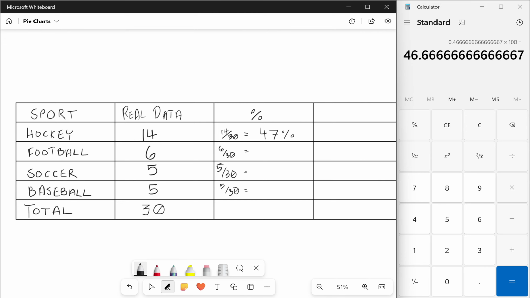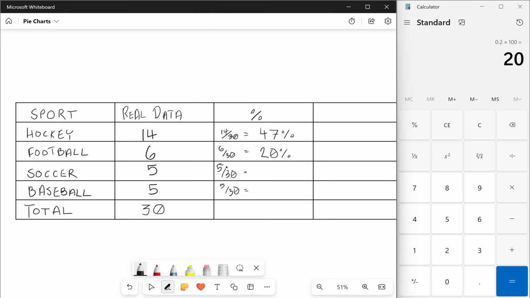It's going to be 6 divided by 30 times 100. So I'm taking 6 divided by 30 times 100. What percentage of students did we survey liked football best? 20%, right on the nose. I like it. 20%.